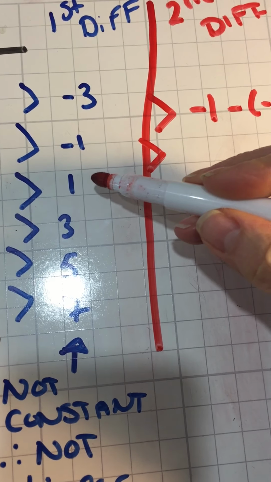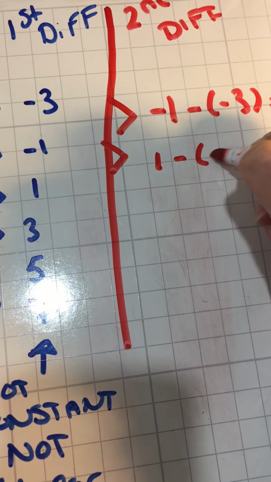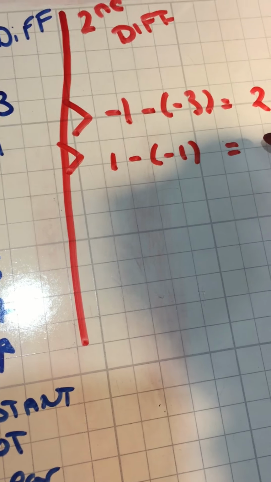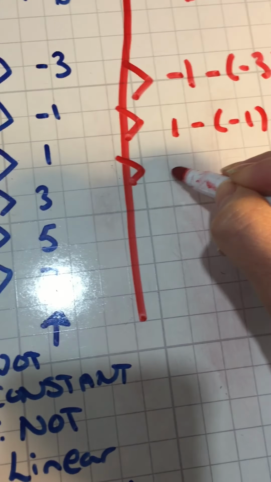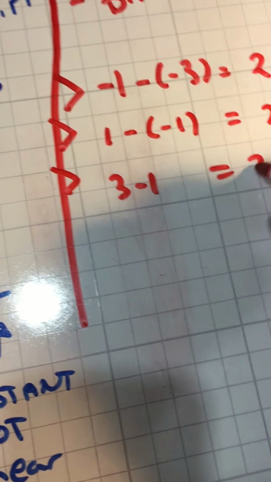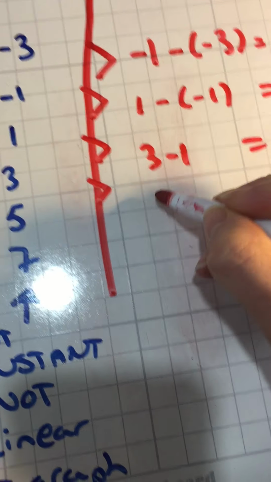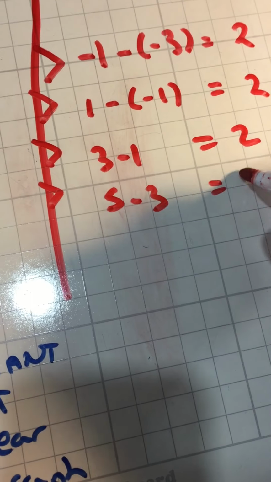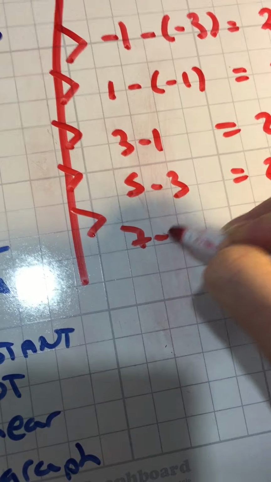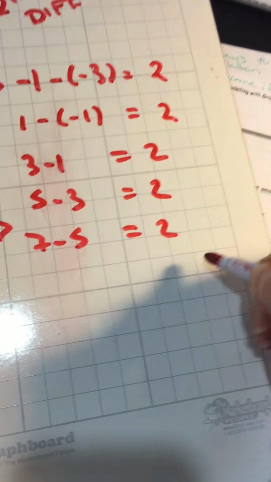The difference between here, 1 minus -1 is 1 plus 1, which is 2. 3 minus 1 is 2. 5 minus 3 is 2. And 7 minus 5 is 2.